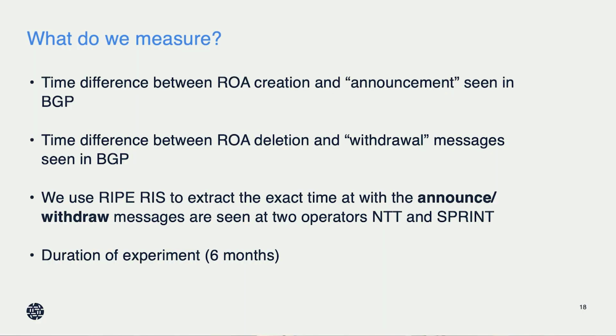So what did we measure? We measured the time difference between the time we created the ROA and the time we see the announcement on BGP. For this, we were using route collectors. So we use RouteViews, which gets its data from NTT and Sprint, because they are peering with the route collector. So we could actually see our prefix being reachable from RouteViews. So we took the time difference for both creation and deletion.